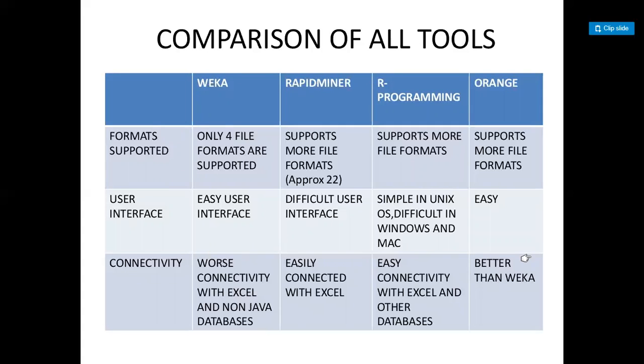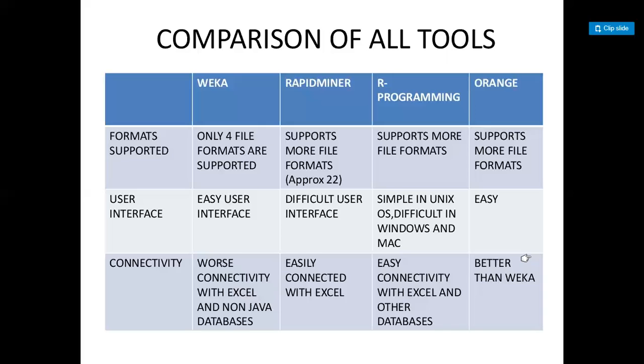For the user interface, Weka provides an easy UI-based interface, while RapidMiner has a difficult user interface. In the case of R programming, it's simple on Unix operating systems, difficult on Windows and Mac, and in Orange it's very easy. So Weka and Orange are easy, but R and RapidMiner are difficult to use on Windows. Connectivity: Weka has worse connectivity with Excel and non-Java databases, while RapidMiner connects easily with Excel. Weka is based on Java, so it mostly supports Java-based databases.